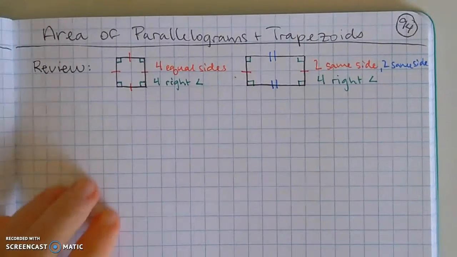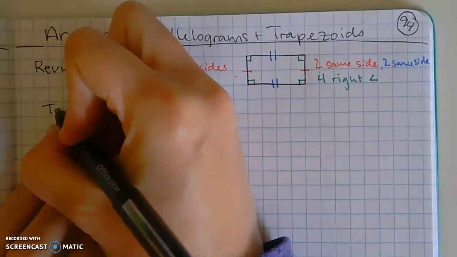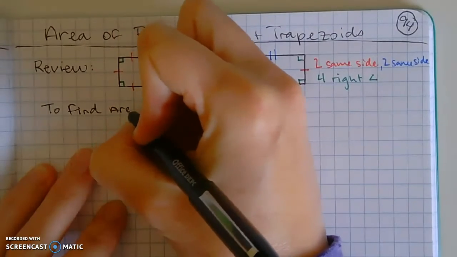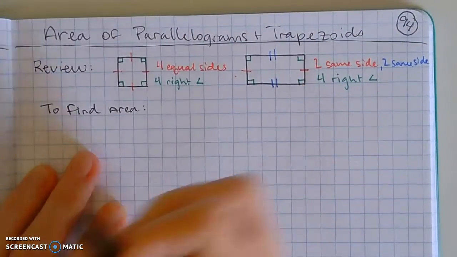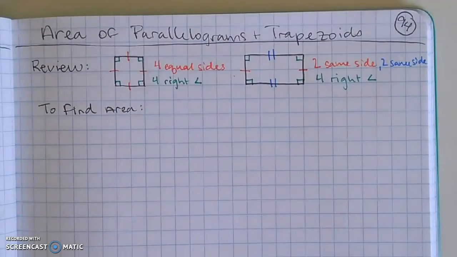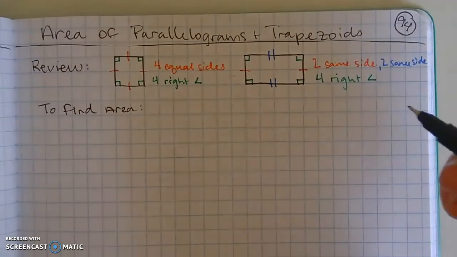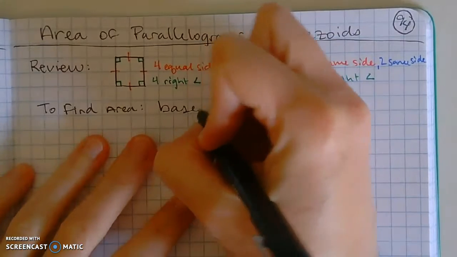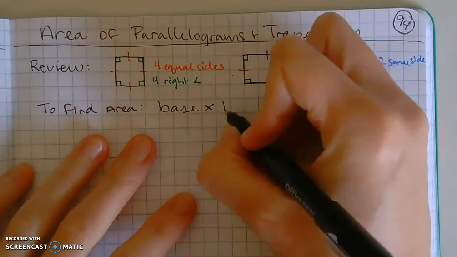Just to review, how do I find the area of a rectangle and a square? To find area, we do what? Say it with me now. Base times height. Awesome, if you got that. So we do base times height.